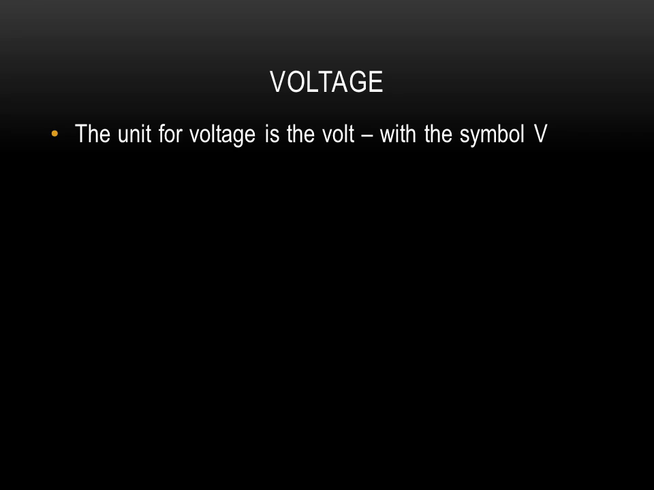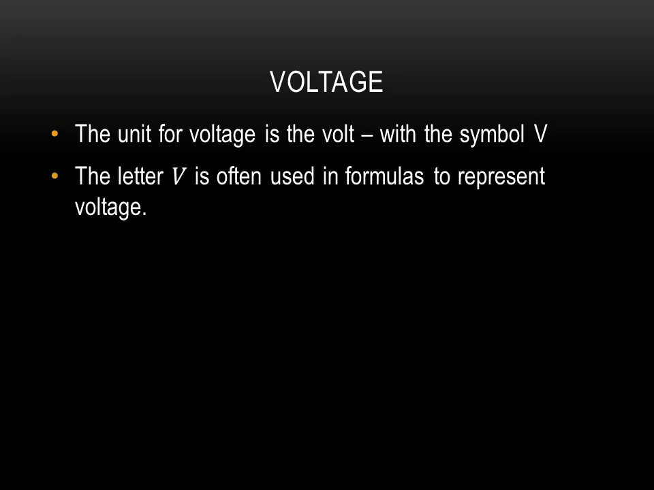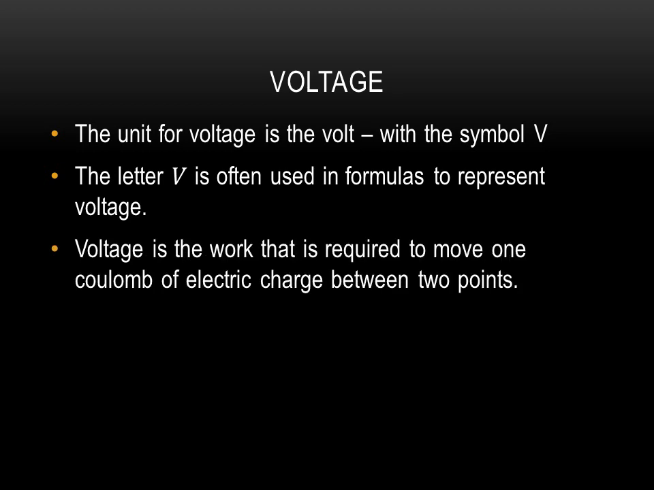Let's move on to the concept of voltage. Now, the unit for voltage is the volt, and the symbol for the volt is the capital letter V. The letter V, capital as well as lowercase, is often used in formulas to represent voltage. So this can be a little bit confusing since the symbol for the unit as well as the symbol used for voltage in a formula is essentially the same. The voltage is the work that is required to move 1 coulomb of electric charge between 2 points. Let's try and understand this definition.